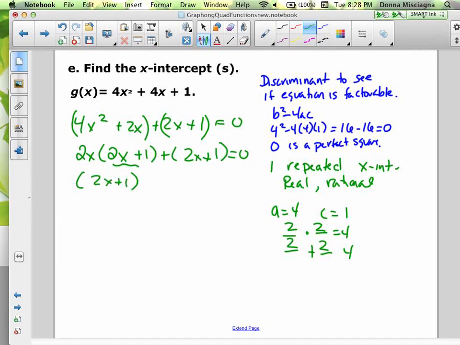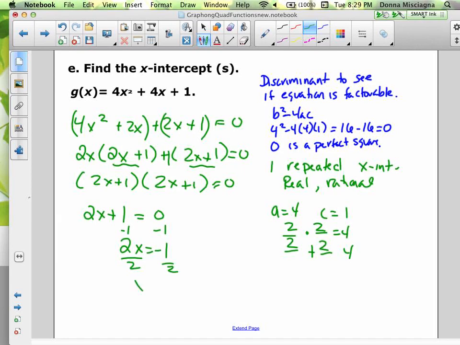We're literally just factoring it out. If we factor out a 2x plus 1, we'd have a 2x plus 1 left. And you don't have to solve this twice. 2x plus 1 is equal to 0. Then we subtract 1 from both sides. So 2x is equal to negative 1. And if we divide by 2, x is negative 1/2. So our x-intercept is the point negative 1/2, 0.